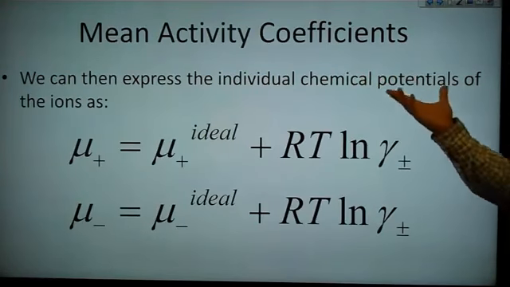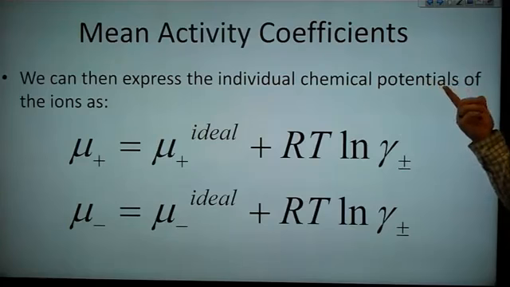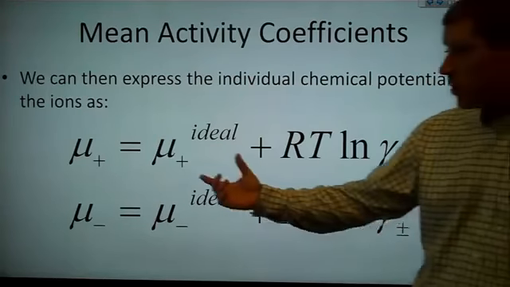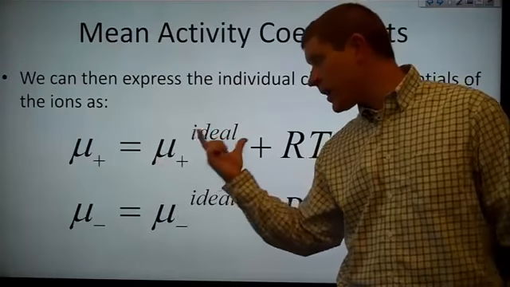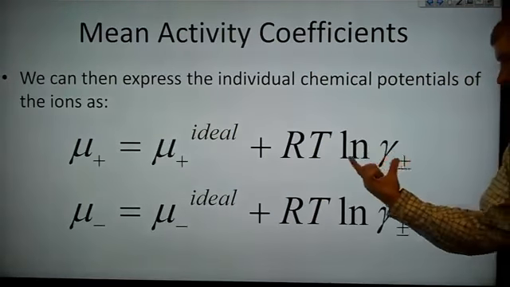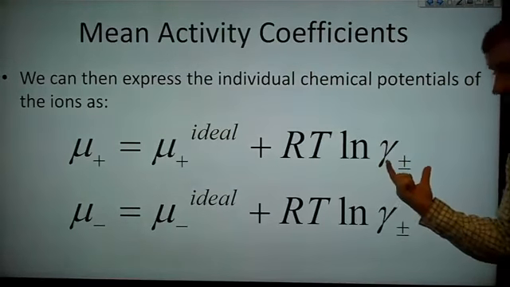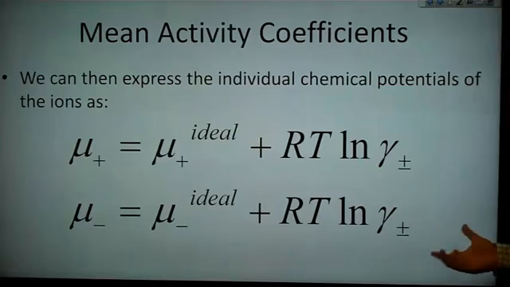And now we can express the individual chemical potentials of our ions. So the chemical potential of the cation is equal to the chemical potential of the cation if it's ideal plus R times T times the natural log of gamma plus minus. And a similar term for our anion.